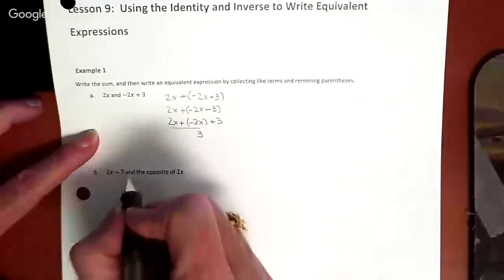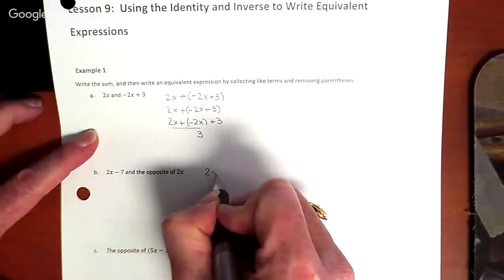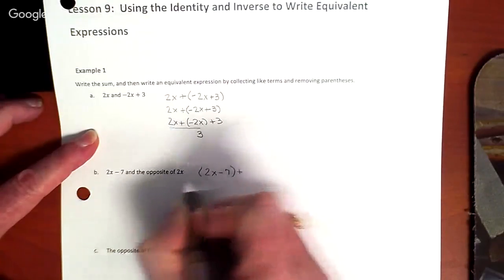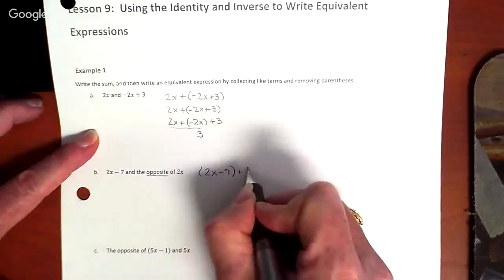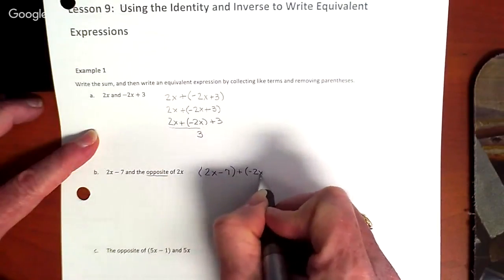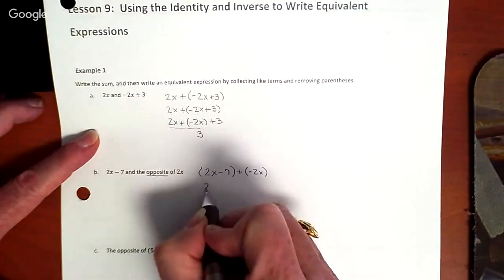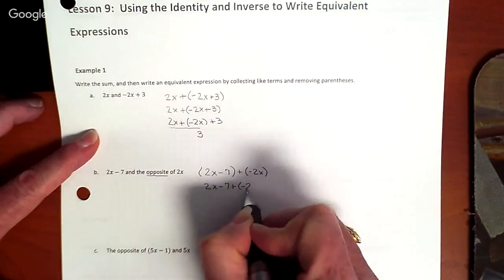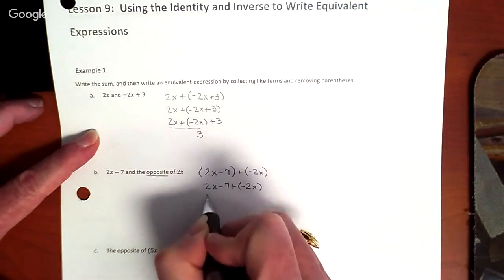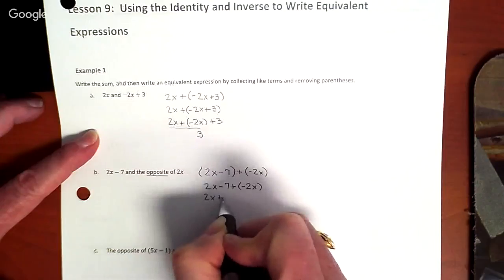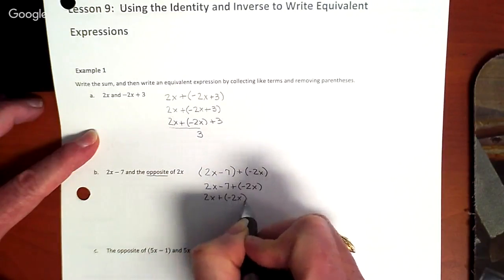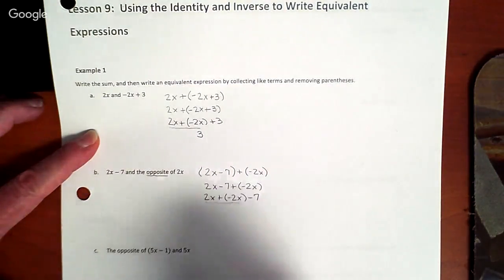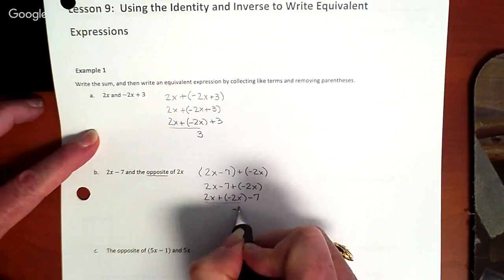Next, we have 2x minus 7 plus the opposite of 2x, which is negative 2x. So we have 2x minus 7 plus negative 2x. We're going to bring our like terms next to one another: 2x plus negative 2x minus 7. Again, these two go to 0, so our answer is negative 7.